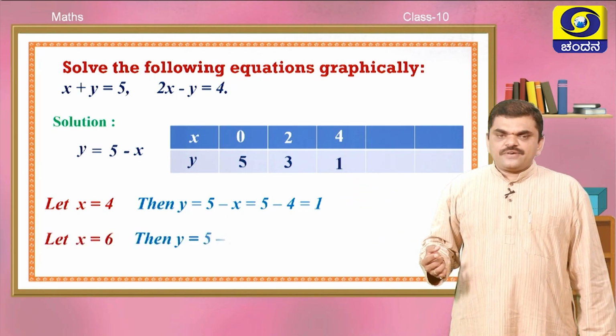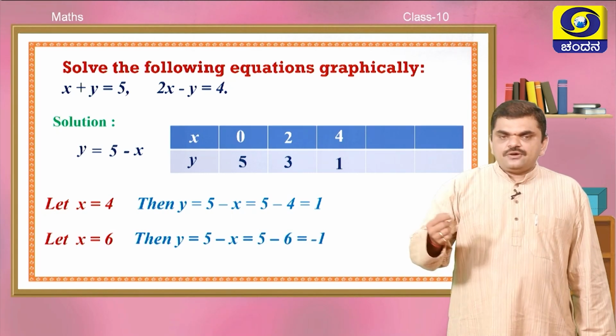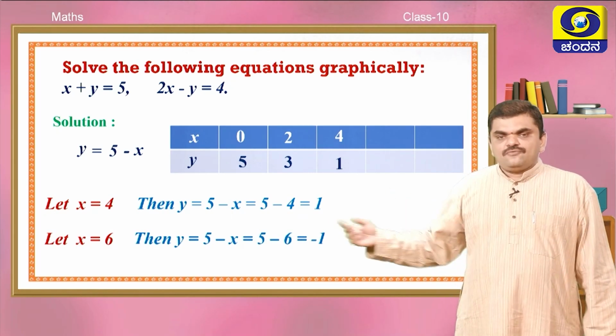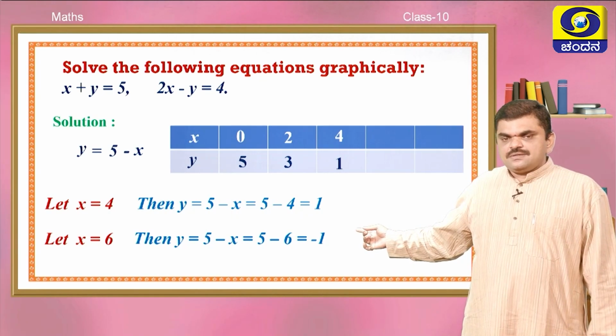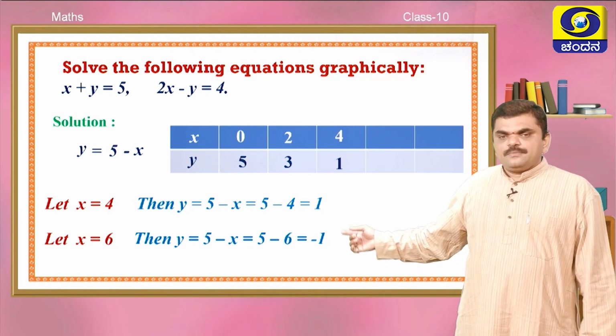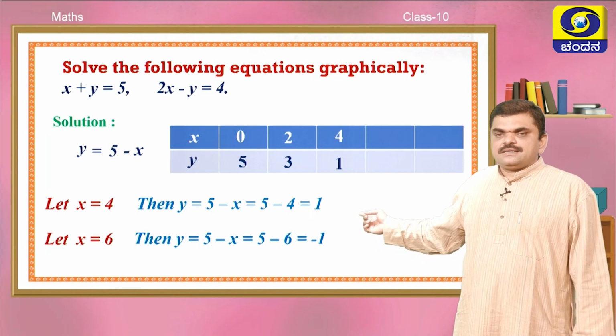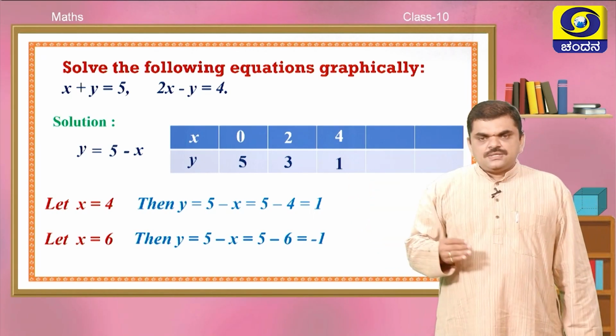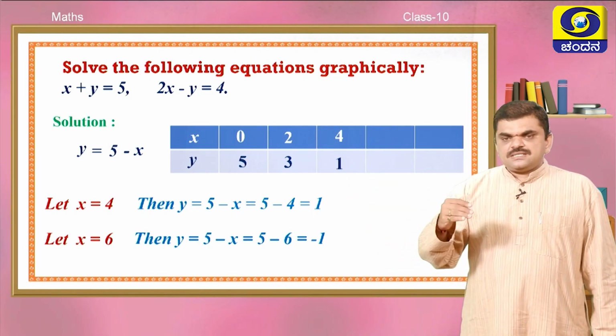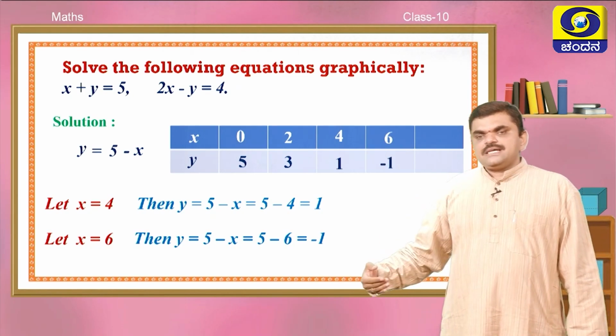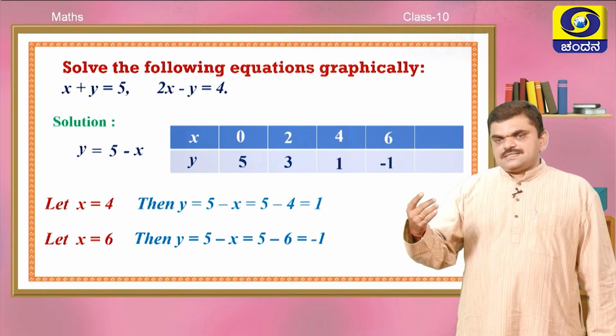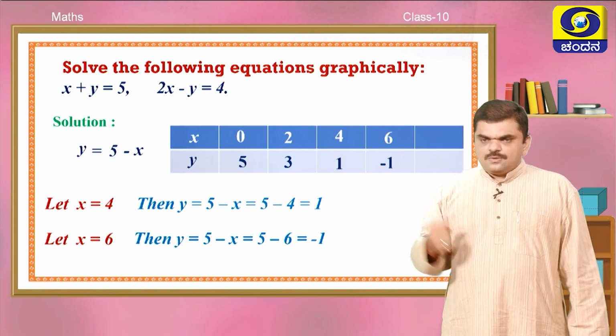Then what is the value of x? Let us take the value of x as 6. Then y is equal to 5 minus x, 5 minus 6, that is minus 1. So, when the value of x becomes 6, the value of y becomes minus 1. The coordinate is 6 comma minus 1.